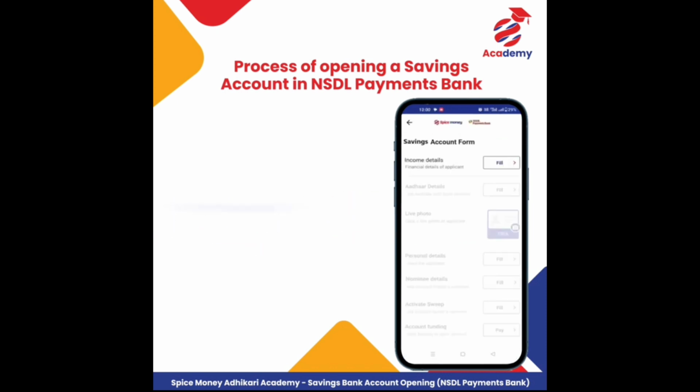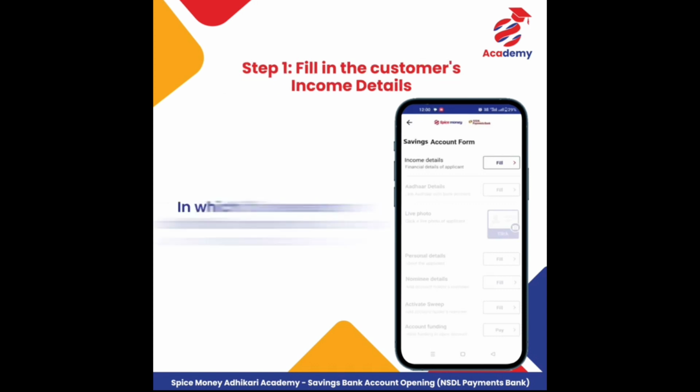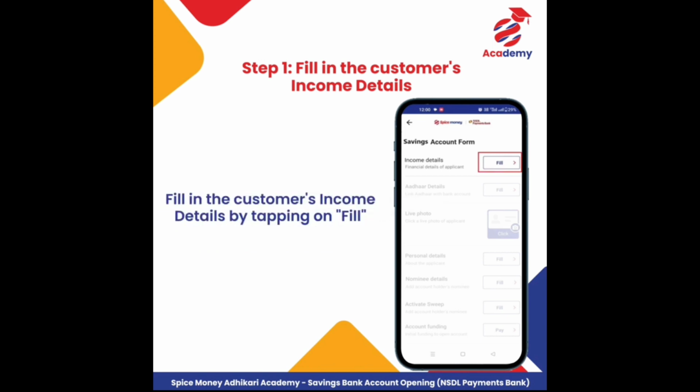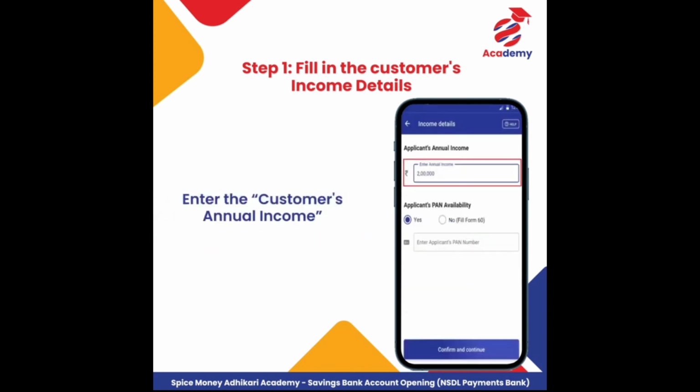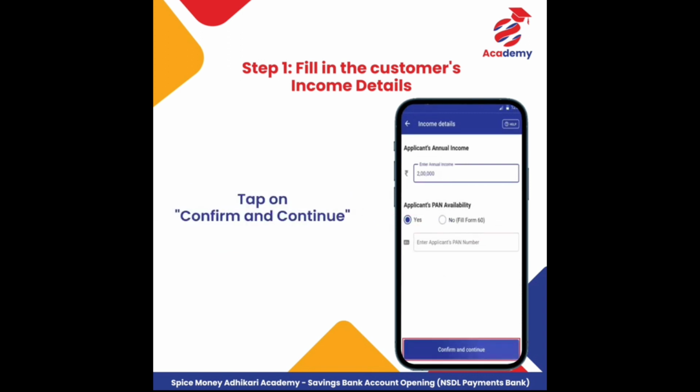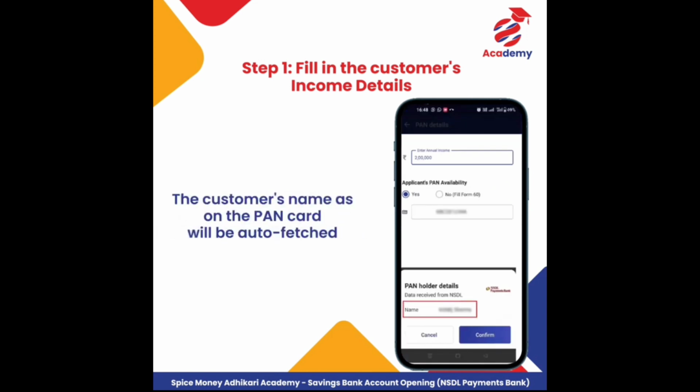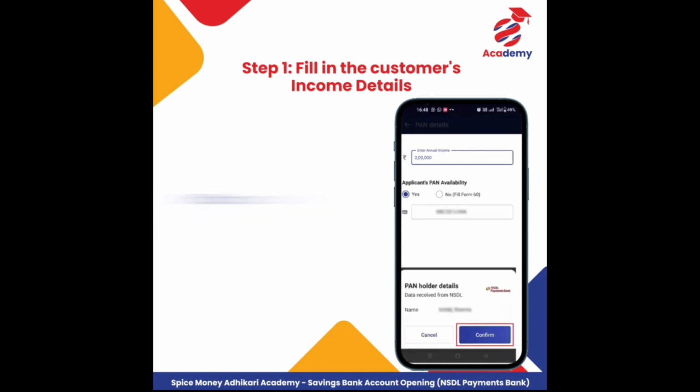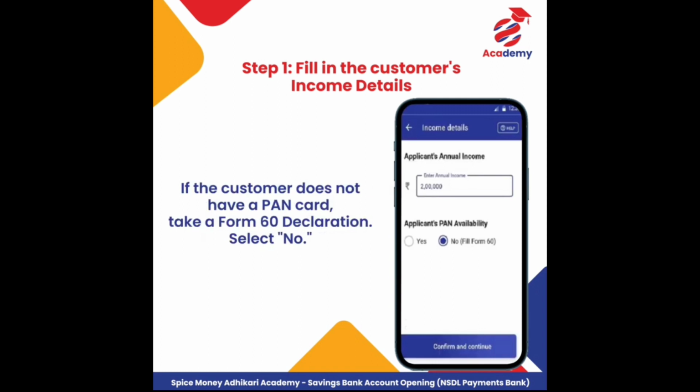Tap on Submit. Now fill out the savings account form, in which it is necessary to fill in some important customer details. Fill in the customer's income details by tapping on Fill. Enter the customer's annual income. If the customer has a PAN card number, select Yes and enter the PAN number. Tap on Confirm and Continue. The customer's name as on the PAN card will be auto-fetched. Tap on Confirm.